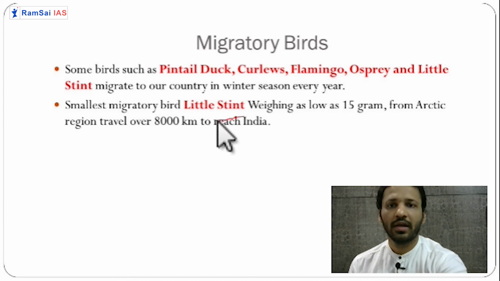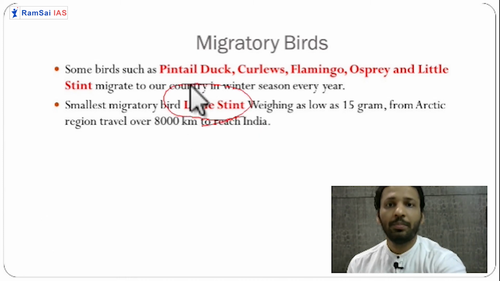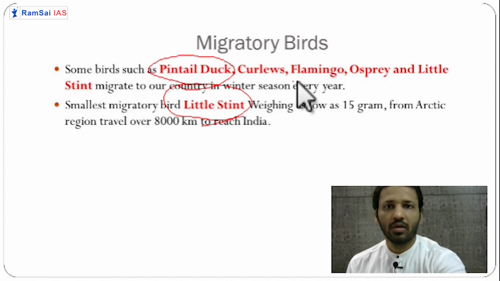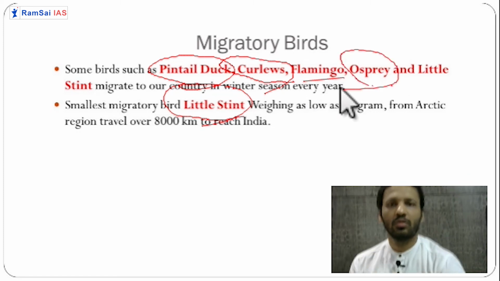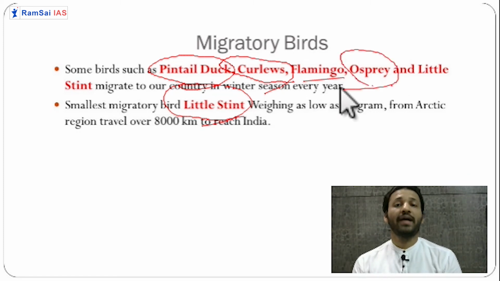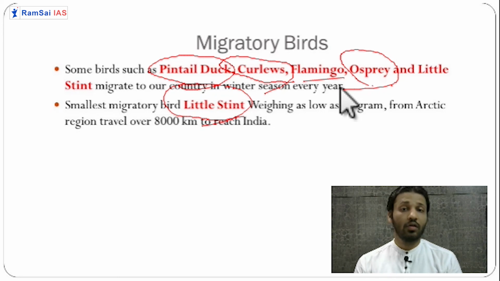Little stint is one of them. Then pintail duck, curlews, flamingos. Flamingos everyone knows. Ospreys. So these are more migratory birds. You are definitely going to find this MCQ in the exam, this year or next year. They will give these options: pintail ducks, curlews, flamingos, ospreys and little stint. Which of the following are migratory birds?